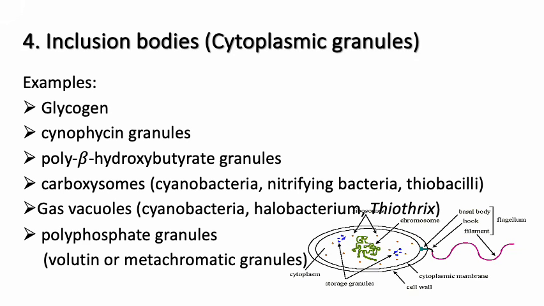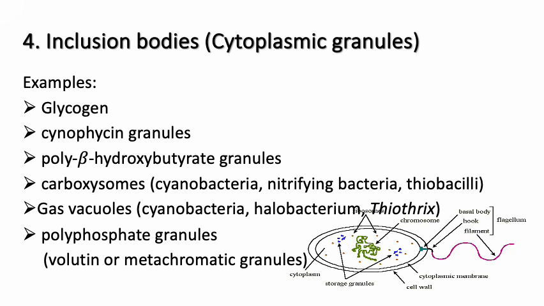Now, these are the examples of the different types of inclusion bodies that can be found in some bacterial cytoplasm. Examples of inclusion bodies are glycogen inclusion bodies, cyanophycin granules, polybeta hydroxybutyrate granules, carboxysomes, gas vacuoles, and also polyphosphate granules. To mention, some of these inclusion bodies can also be used to identify your bacteria, because not all bacteria have all of these inclusion bodies.